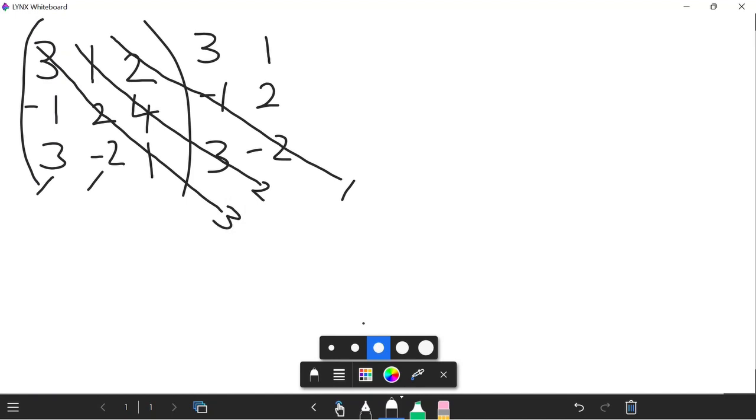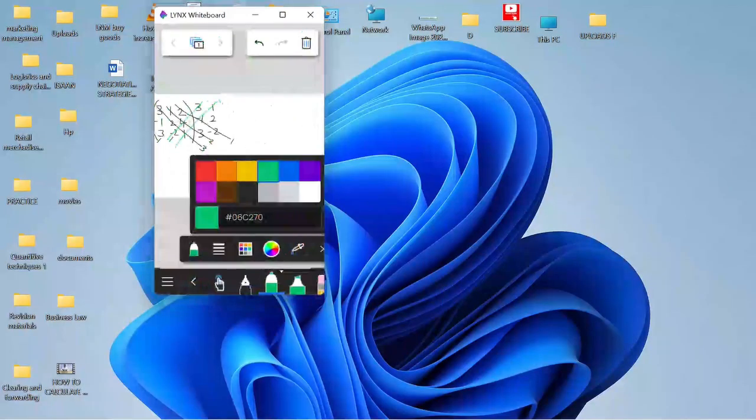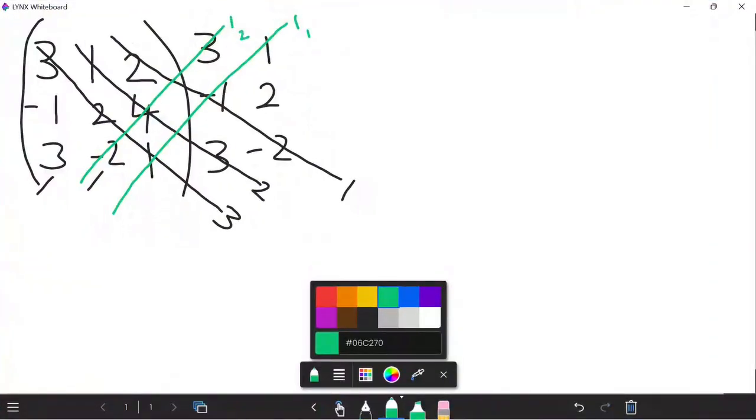The next thing is to identify the elements in the other diagonal. For example, I'll use a different color here, maybe blue. In the other diagonal, we have 1, negative 1, and 1. That will be the first one. Maybe I can write it as 1 prime. The next one, we have negative 2, 4, and 3. Maybe we can write it as 2 prime. Then the last one, we have 3, 2, and 2. Maybe I can write it as 3 prime.